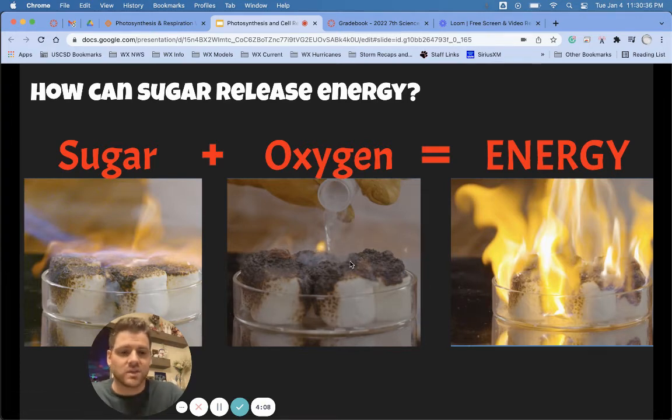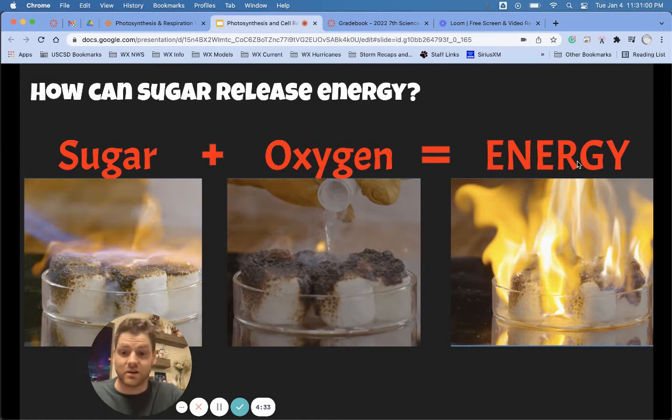But the crazy thing is when you add this liquid oxygen to it, when you add oxygen into the equation, look at the reaction that happens here. So sugar and oxygen gives us a huge reaction, a huge burst of energy. Okay, that's a very important part. It's not just sugar. Sugar will burn, sure, but it requires that oxygen to release that energy.